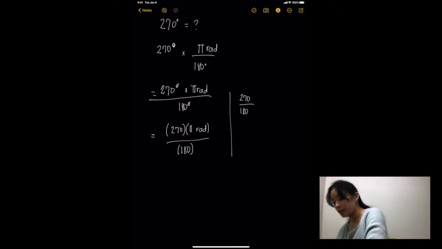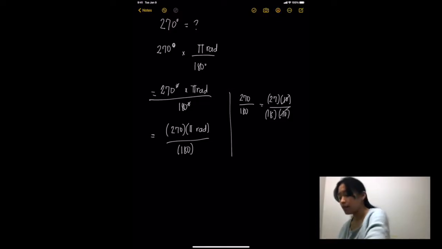Let's try to simplify 270 divided by 180. I know that 270 has a factor of 10. So 270 is just 27 times 10, and 180 is just 18 times 10. I factored out 10 so that I can cancel them out. Since they are both present in the numerator and the denominator, I can simply cancel out 10 over 10, because anything that you divide by itself is just 1. So I'm now left with 27 over 18.